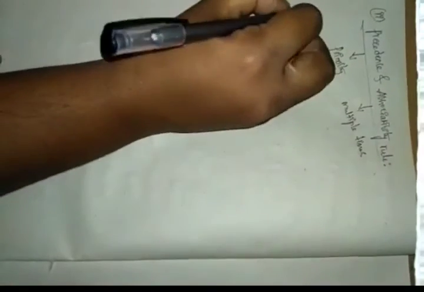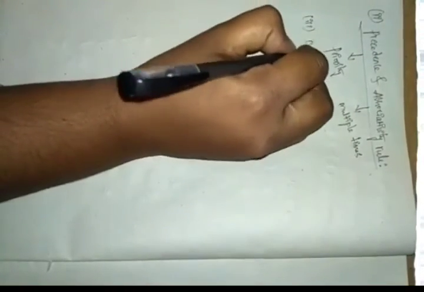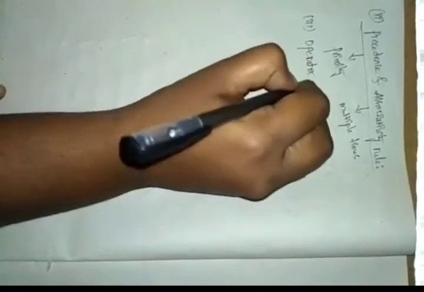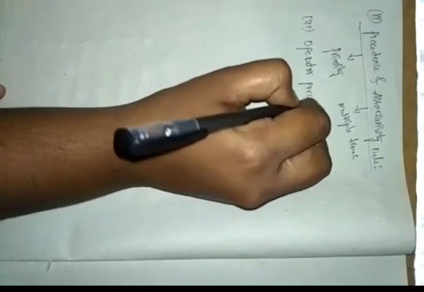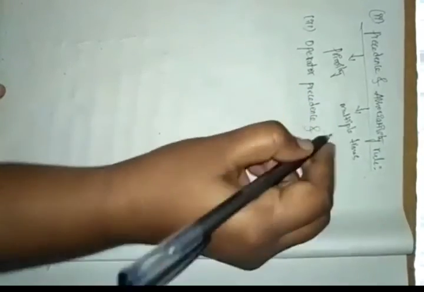And next we have the third one: operator precedence and associativity.